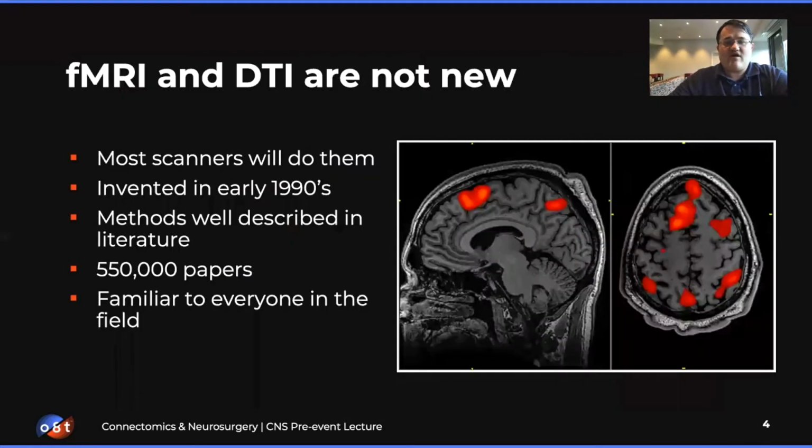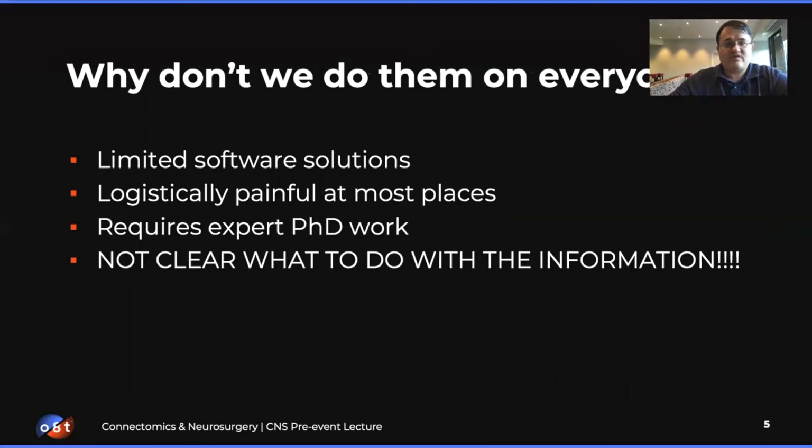And fMRI and diffusion tensor imaging are not new. Scanners have been able to do them for a long time, and most scanners in the world will be able to do them. It is possible to do them even in developing countries. The technology and the algorithms were first invented in the 1990s. They've been described extensively in at least 550,000 papers, and pretty much everyone in neurosurgery has heard of these concepts and is vaguely familiar with them. So given that they're so established, why don't we do them on everyone who walks in the door? Why is this not part of standard practice?